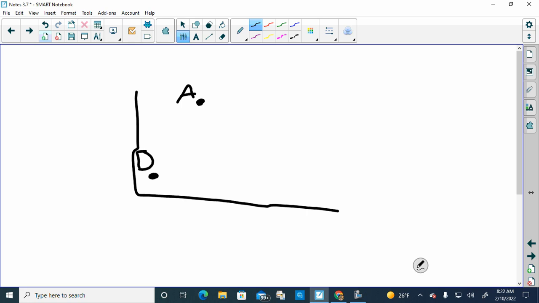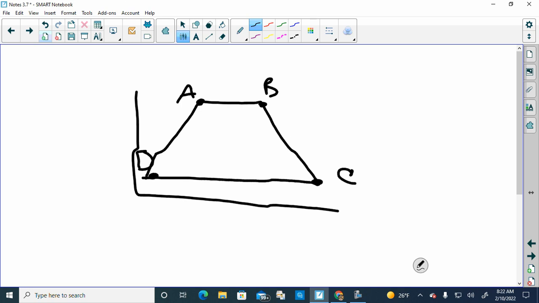And then your E was at 12, 10. And then your C was at 18, 2. And that was your C. Okay, so then we would draw our trapezoid. Okay, so now this time we have 3 segments.